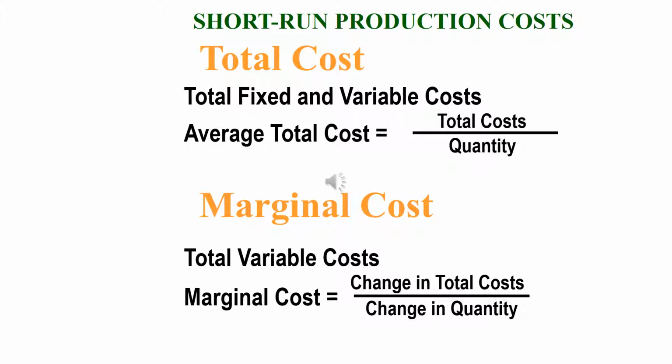Marginal cost, that is really the change of producing the next item, the change in cost for producing the next item. So it's the change in total cost over the change in quantity. And remember, total cost is only the change in variable cost because our fixed cost doesn't change.